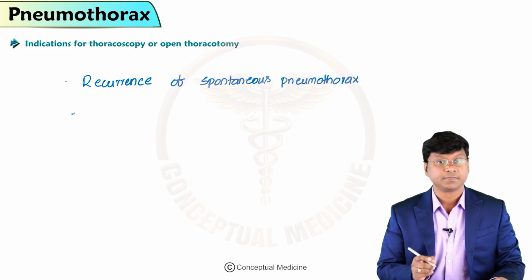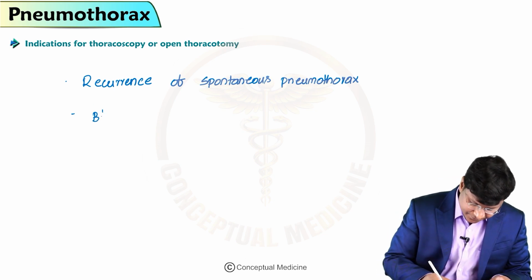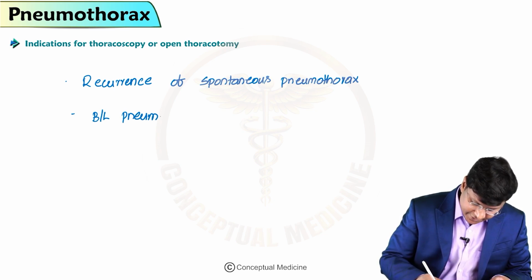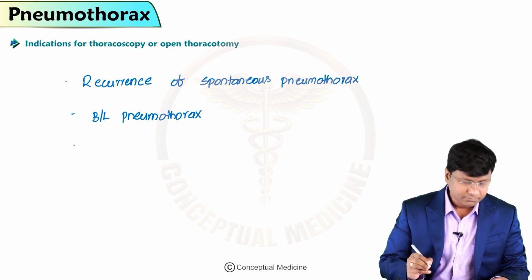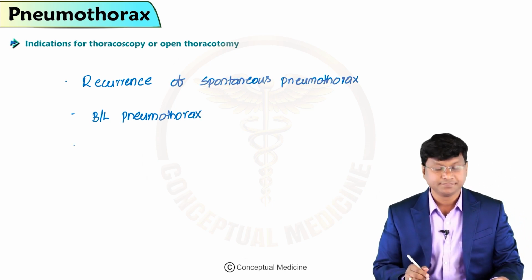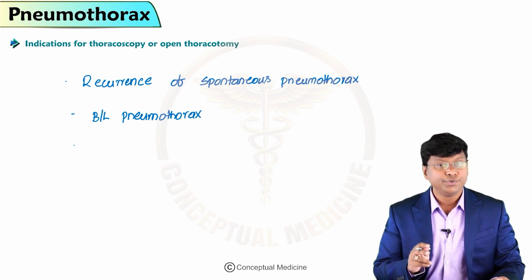And second, any occurrence of bilateral pneumothorax, right? And if it is a bilateral pneumothorax, definitely it is a very important emergency because both the lungs are collapsed here. And next, third important indication is failure of tube thoracostomy for the first episode.